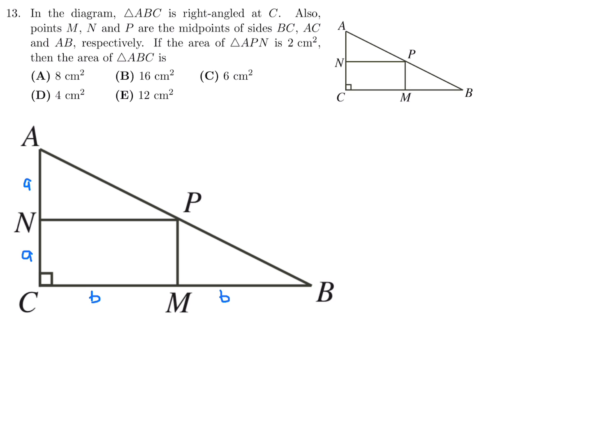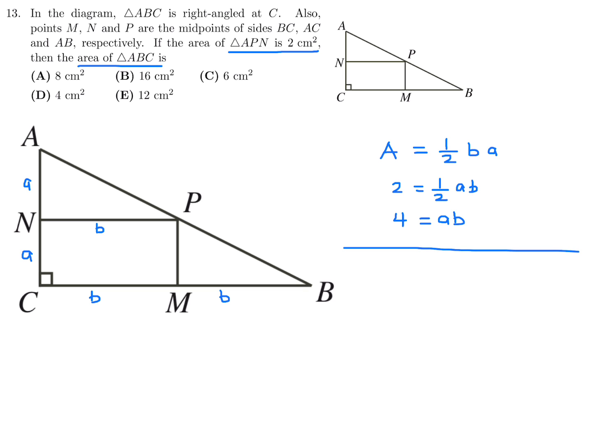So now they tell me that triangle APN has an area of 2. So APN, this triangle right there. Well, this is b, so this must be b also. And the area, therefore, is 1/2 base times height, which is b times a. And they tell me that's 2. So 1/2 ab is equal to 2, therefore ab is equal to 4. So that's the first part of the question.